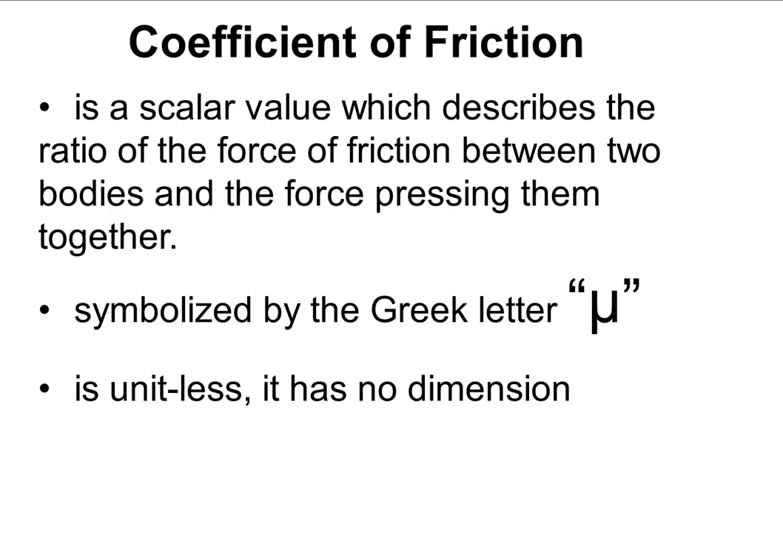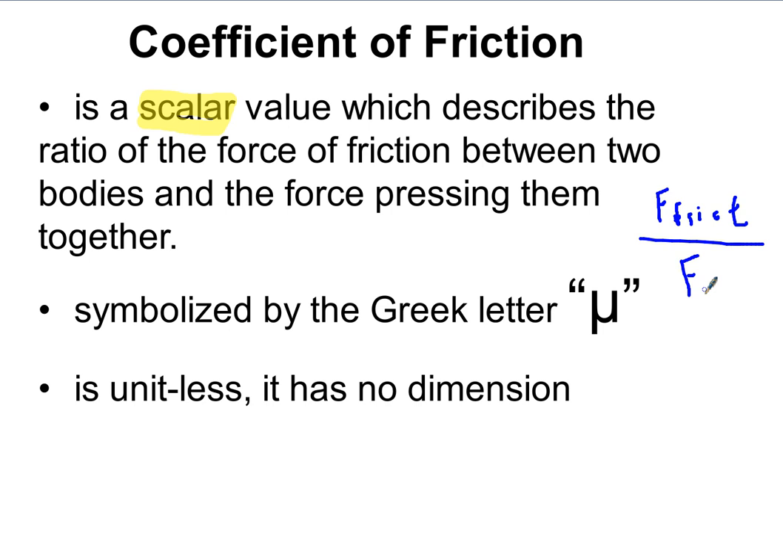So this pretty much takes care of friction, with the exception of one more thing we got to cover, which is the coefficient of friction. So this is a scalar value that is used to describe the ratio of the force of friction between a body. Basically, this is derived by taking the friction force and dividing it by the normal force. So friction force divided by normal force is going to give you this mu, or the coefficient of friction.